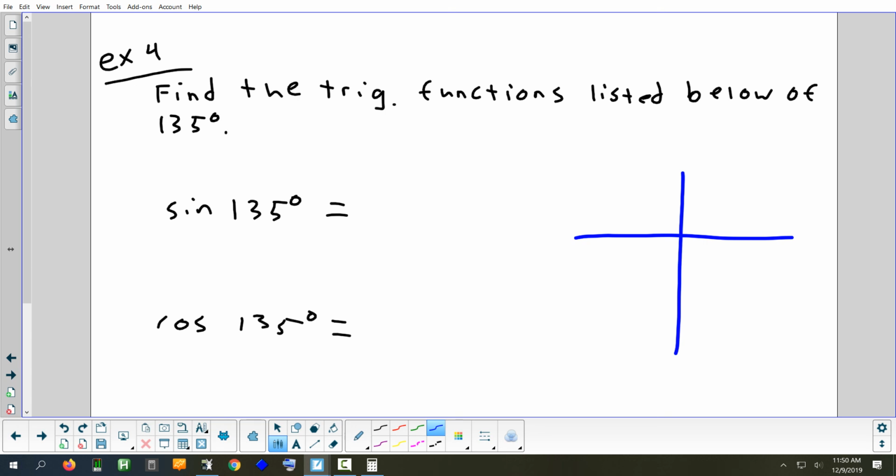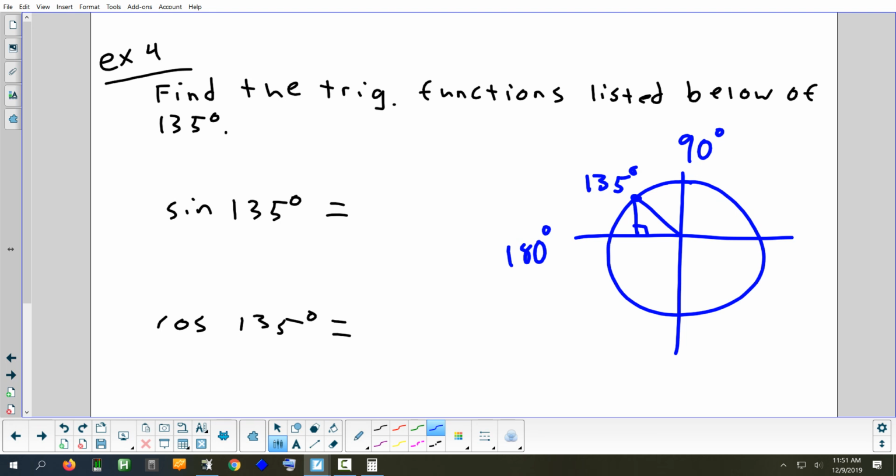Yes, it's 45 times 3. So, let's make our circle. Here's 90. Here's 180. Where's 135 in relation to those two numbers? Halfway between 90 and 180. It's halfway. So 135 is right there.